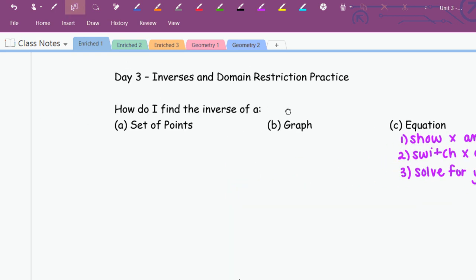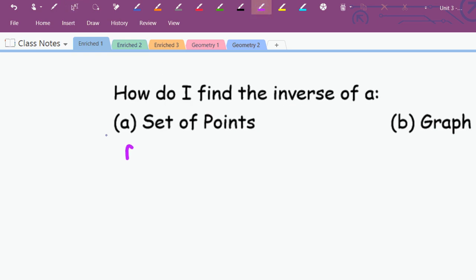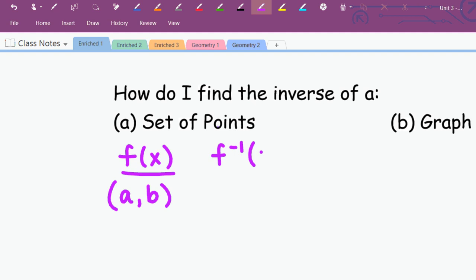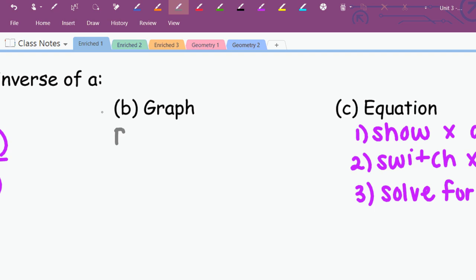What about either of the other two? If I give you a bunch of points, how could we find our inverse? Or if I give you the graph? Yeah, so we should recognize, hopefully, if the original contains the point A, comma, B, the inverse would contain the point B, comma, A. And how about if we're finding the inverse of a graph? Yeah, you're going to reflect over the diagonal y equals x.